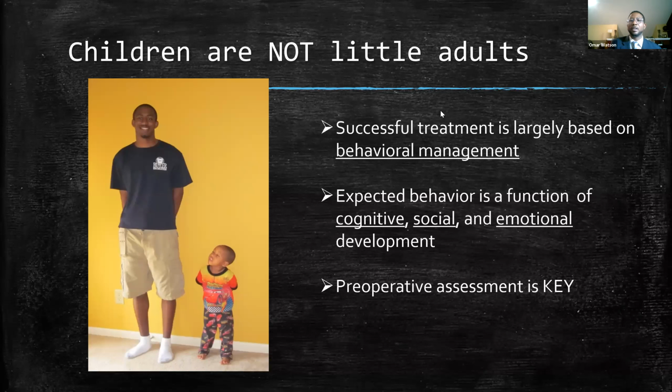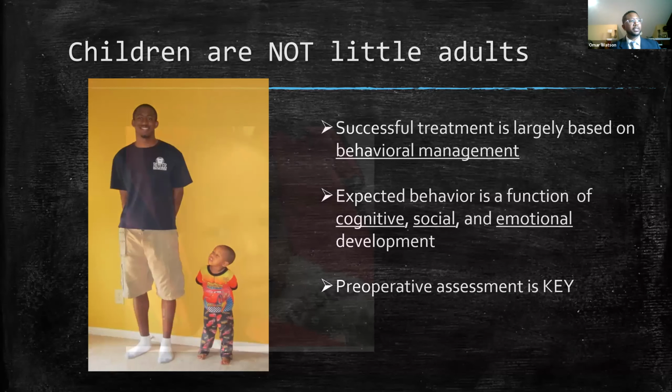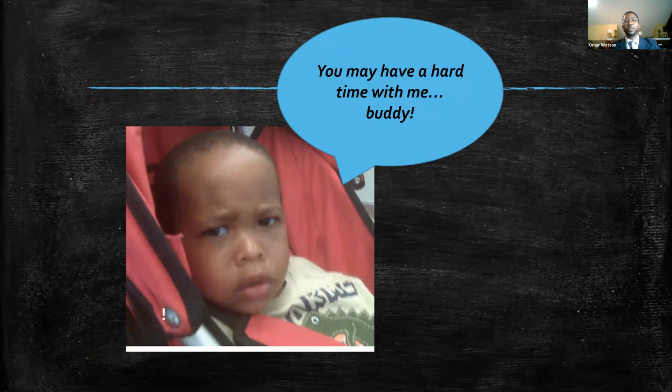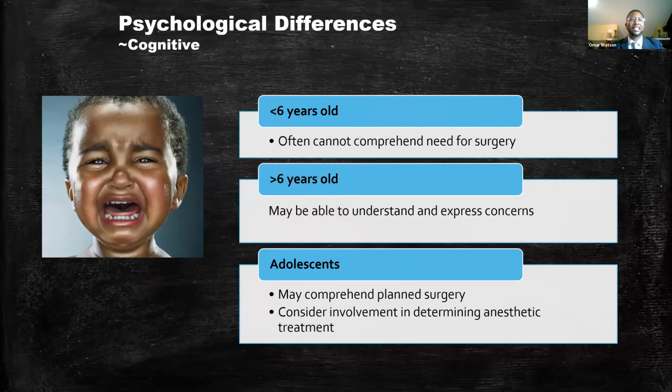There we go. And so we're going to talk a lot about that. Expected behavior is a function of cognitive, social, and emotional development, and preoperative assessment is the key to being able to manage these patients. So sometimes they give you cues, sometimes they don't. Got a lot of pictures of my son in here. That's my little buddy.